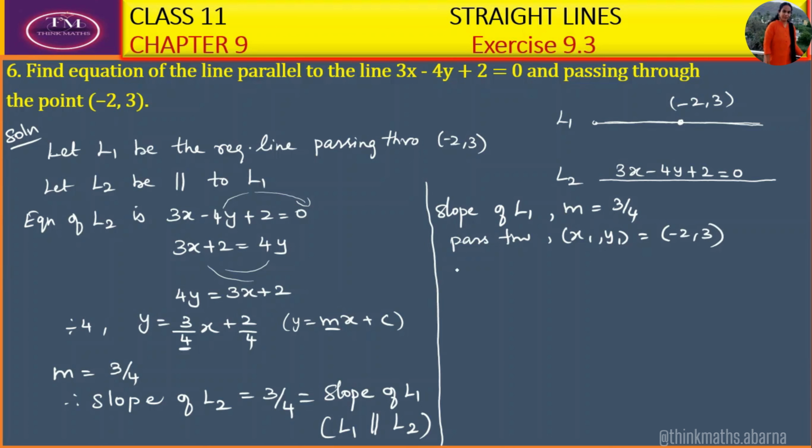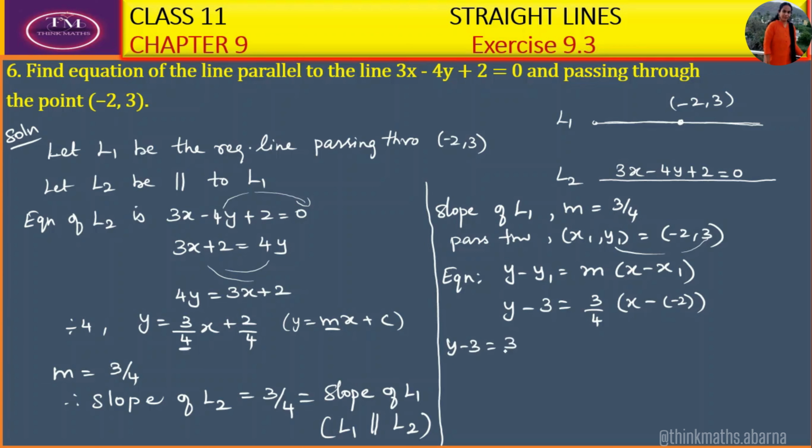If it is so, what is the equation of the line passing through a point and with the slope? It is nothing but y minus y1 equal to m into x minus x1. So y minus, what is y1? y1 is 3, m is 3 by 4, x minus, what is x1? x1 is minus 2. So y minus 3 equal to 3 by 4 into x minus minus 2, which is plus 2.